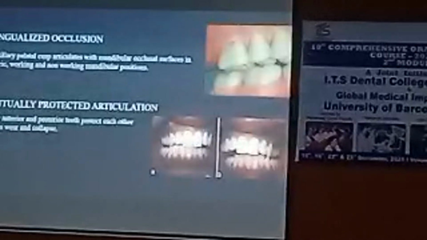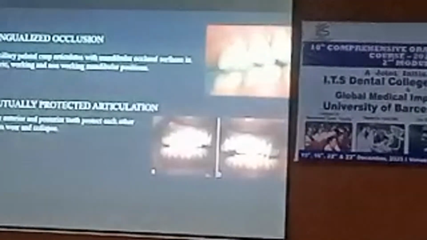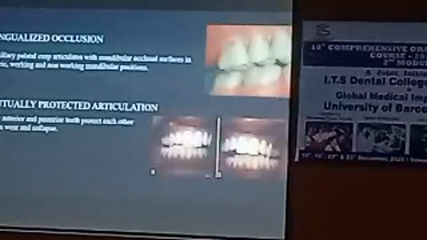Mutually protected. When anterior teeth come in contact, posterior teeth will be out of gear, and when the posterior teeth come in contact, the anterior will be out of gear. The question is why? Why do we need mutually protected articulation? Bruxism. Most of us are not having bruxism. So why do we have mutually protected occlusion?